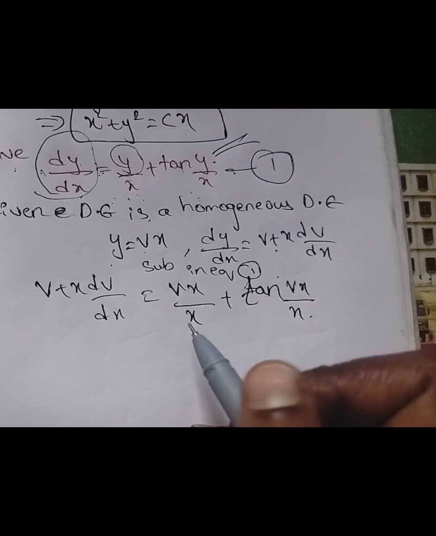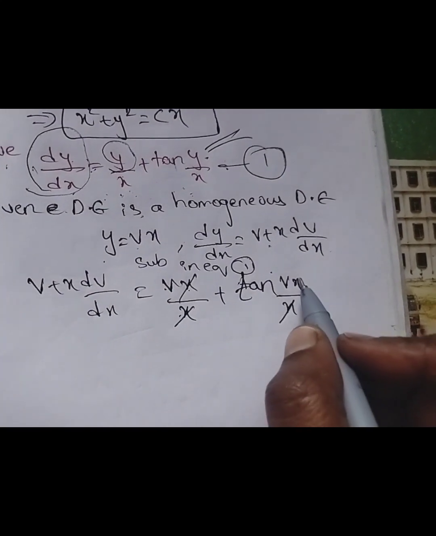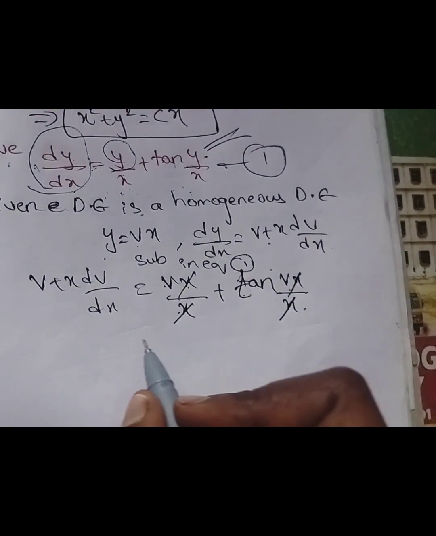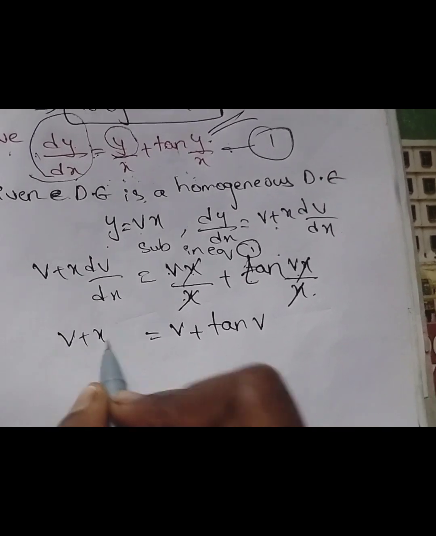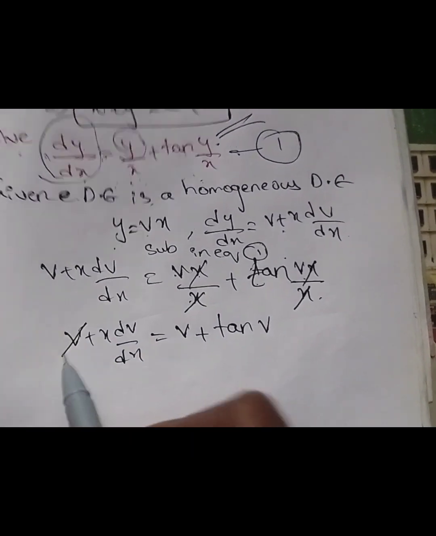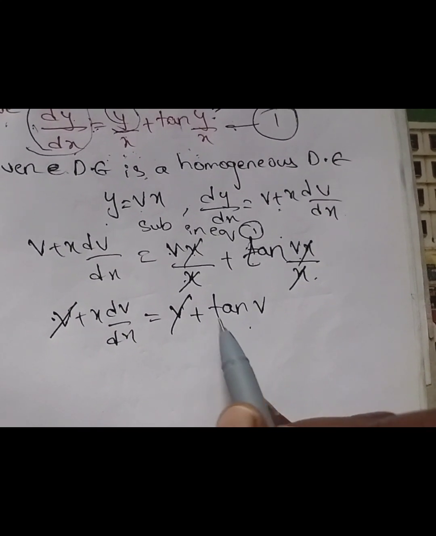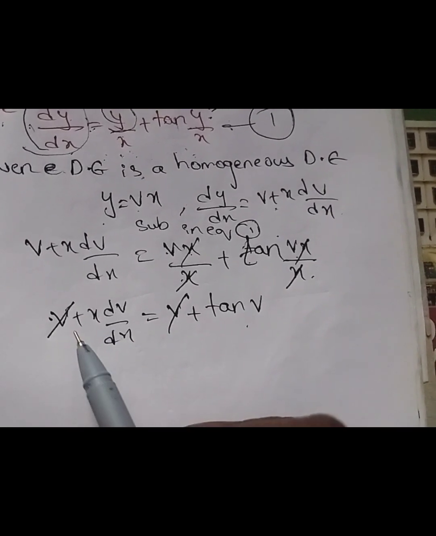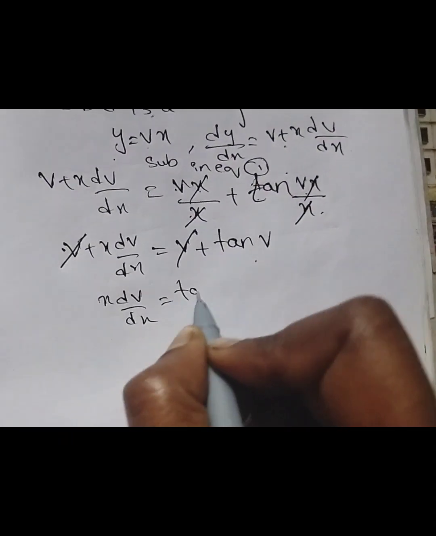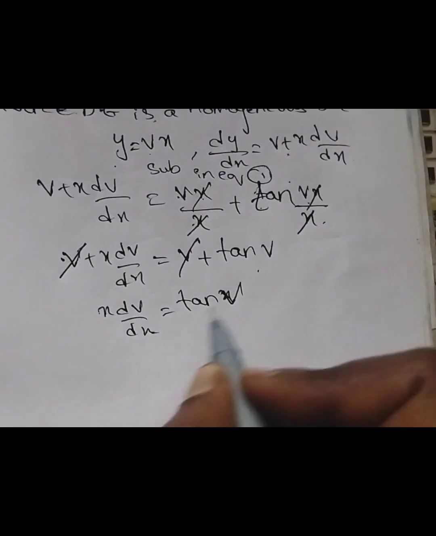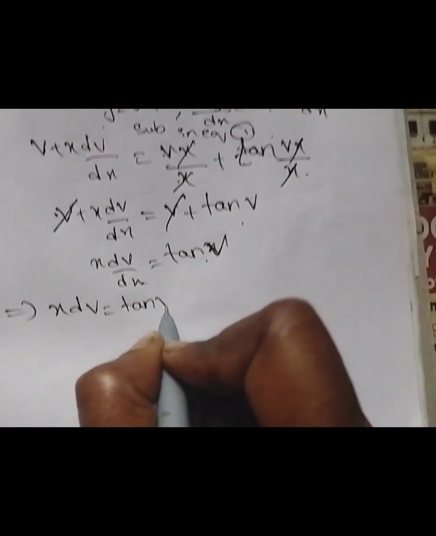So do we have any cancellations? If we have any cancellation we can cancel. In vx by x, x and x get cancelled. Here also x and x cancel, we will be left with tan v. So finally we got v plus tan v on the right hand side. Left hand side v plus x into dv by dx. Here v and v get cancelled. Otherwise if you want to bring this v to the right hand side, we will get v minus v equal to 0. So either way you can cancel like this. Next, x into dv by dx equal to tan v. Finally we got this tan v. Send this dx to the right hand side. So we will get x into dv equal to tan v into dx.